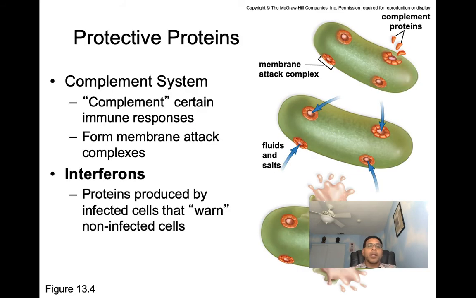Again, here we can see the complement system. It will complement certain immune responses, and it also forms membrane attack complexes. Next, we have interferons. I'd like you to know that interferons are proteins produced by infected cells, and they warn non-infected cells.